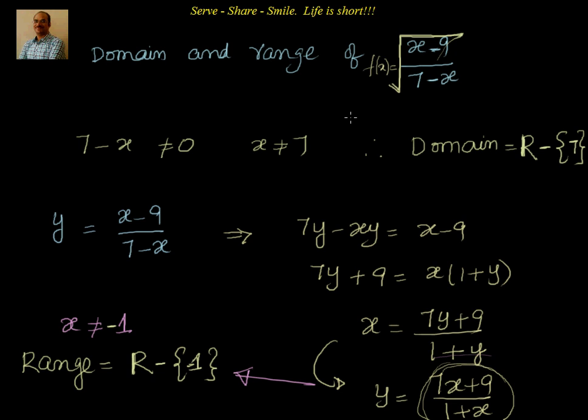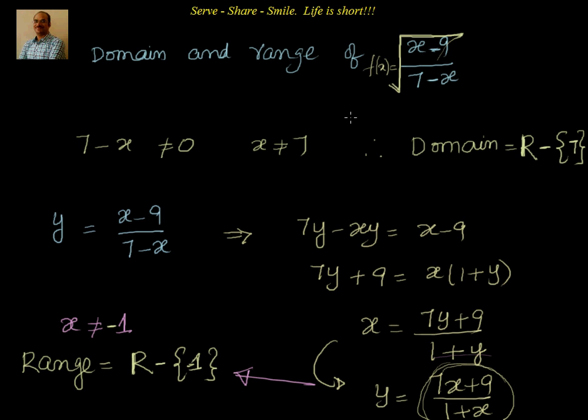Before that, let me give a recap of this. We have been given the function (x minus 9) by (7 minus x). The function is definable for all values other than where the denominator is equal to 0. That means x is not equal to 7. Therefore the domain is R minus 7. Then coming to the range, the range is valid for all the values other than minus 1.